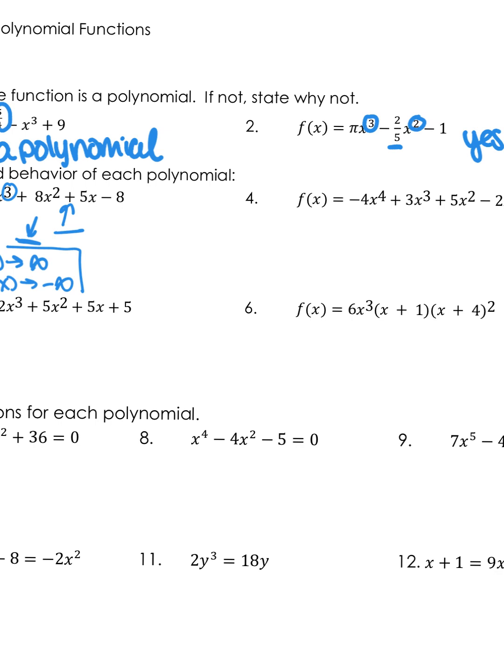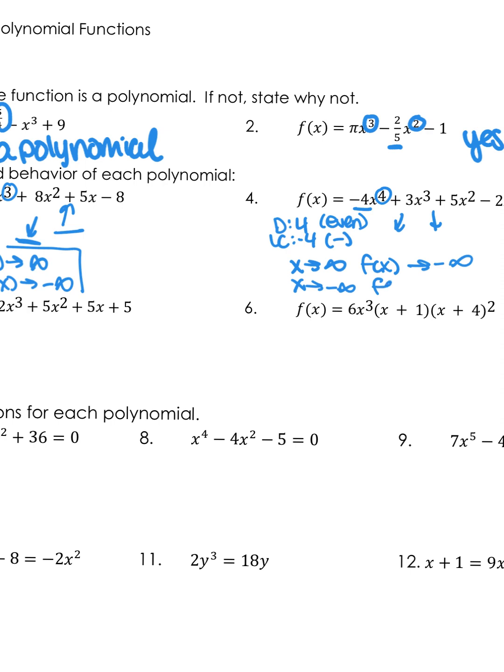Here for this one, the highest power is 4, leading coefficient is -1, so degree is 4, leading coefficient is -1, so this is even and negative, so that means both will go down. So as x goes to positive infinity or to the right, the function will go down. And as x goes to negative infinity or to the left, the function will also go down.